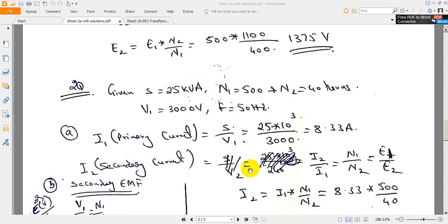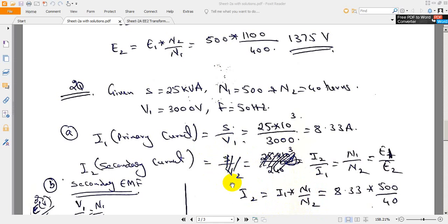either we can go for S by V2, or you can opt for I2 by I1 is equal to N1 by N2 is equal to E1 by E2. This is the transformation ratio under ideal conditions. As we need to calculate the secondary current, I2 is equal to I1 into N1 by N2. We know N1, we know N2, and also I1. If we knew V2 here, we could go for S by V2 and directly get the value of the secondary current.